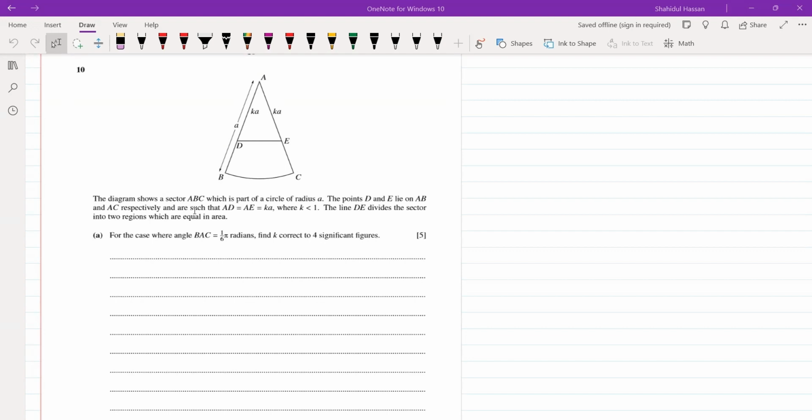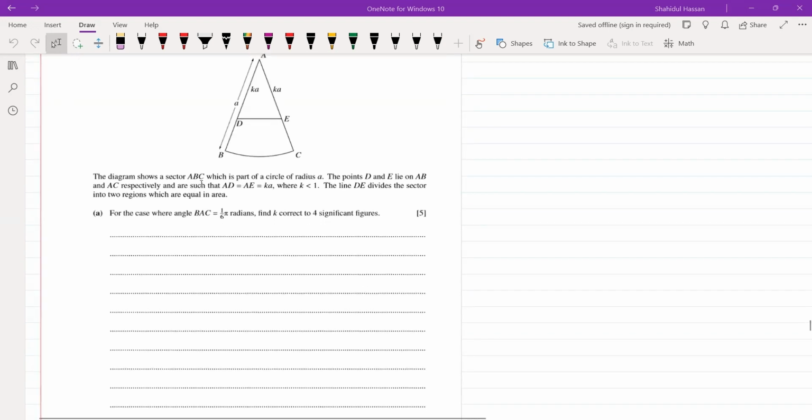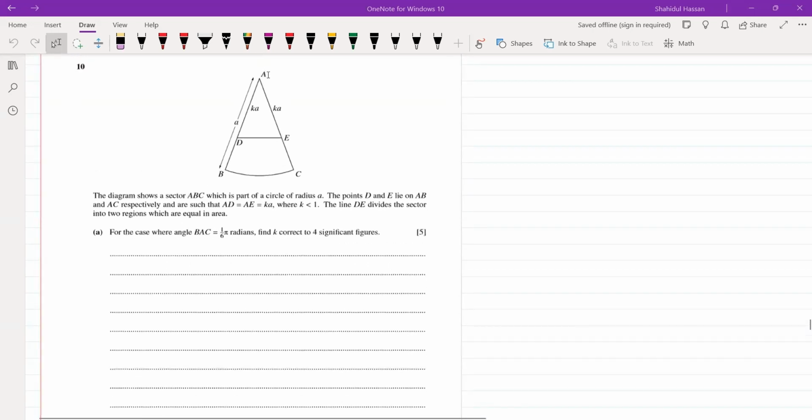All right, so this is the information for the case given where angle BAC is equal to pi by 6 radians. So we have the angle BAC given, we have to find the value of K. What we are going to do is find the area of the triangle ADE using two different approaches, and then we will equate them.